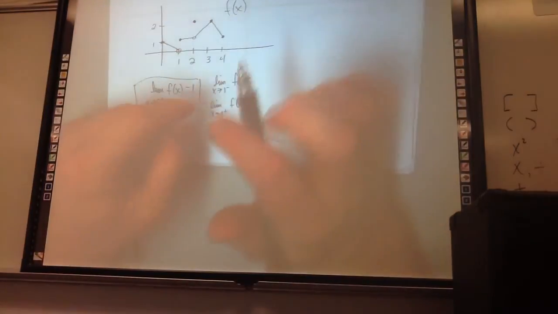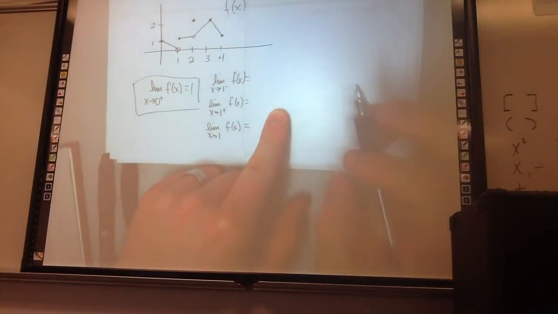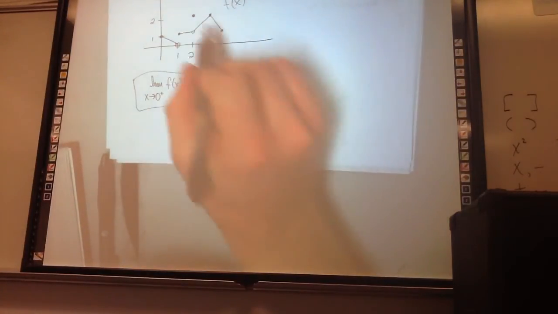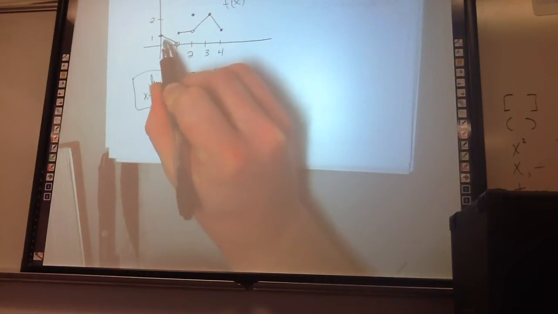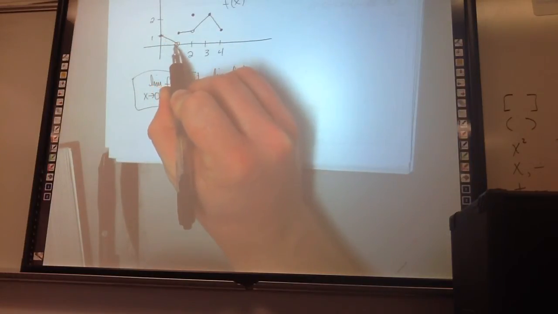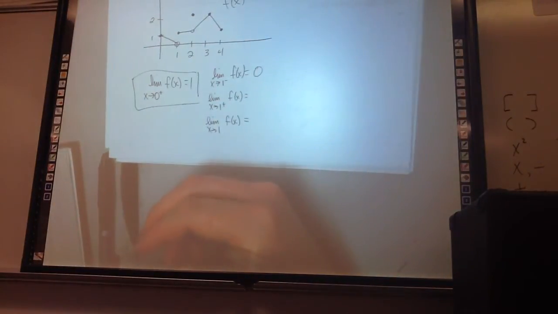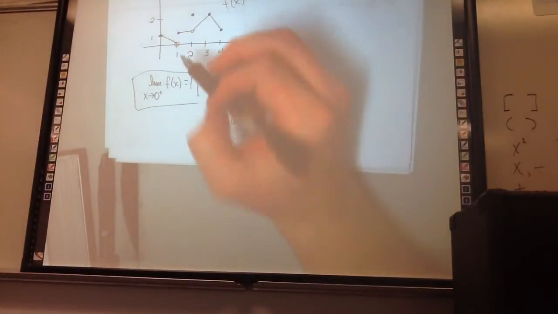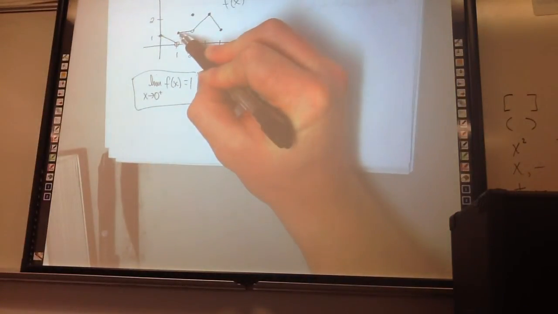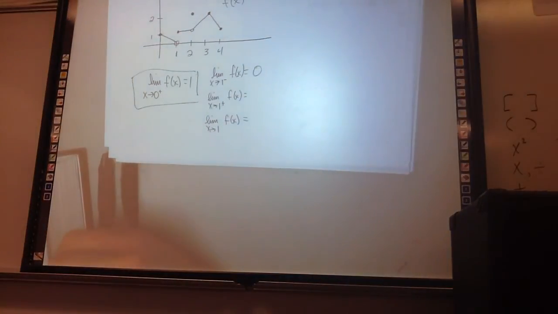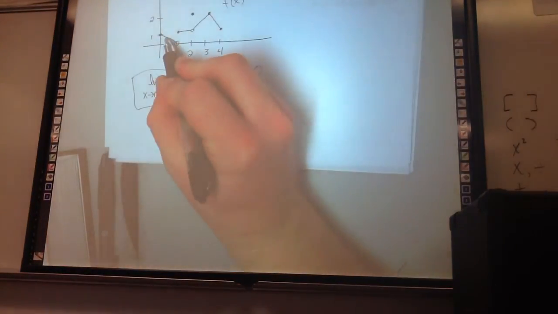Your 1 minute of thought is up. The limit as x approaches 1 from the left. So all you're saying is, in this function, as I get close to 1 coming from the left, what is my value y getting close to? 0. Even though f of 1 is 1, even if I'm at 1 the value of y is 1, that doesn't matter. It's as I get close to 1 from the left.